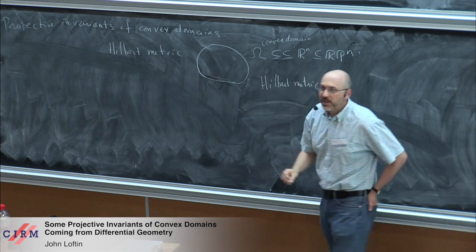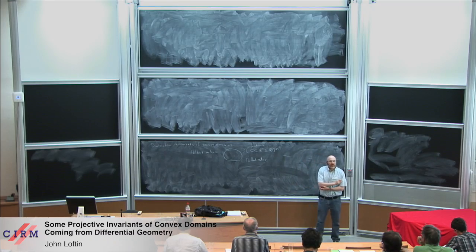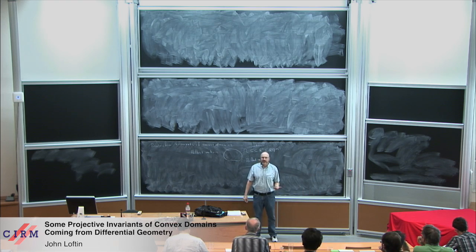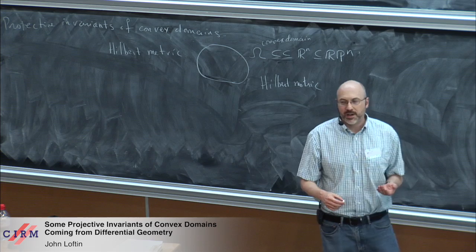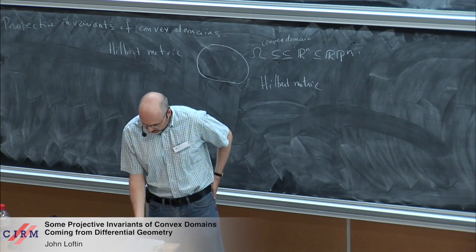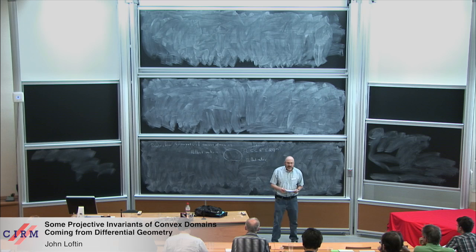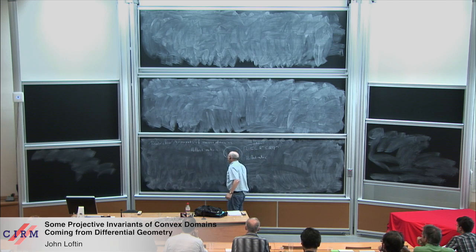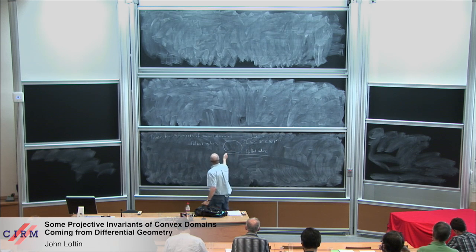Then the Hilbert metric you can describe as a Finsler metric, which is singular in general, or also as a metric space metric. It has very nice properties. It's complete, its geodesics are straight lines, and it's very nice. But what I'd like to talk to you about is a different metric coming from affine differential geometry.